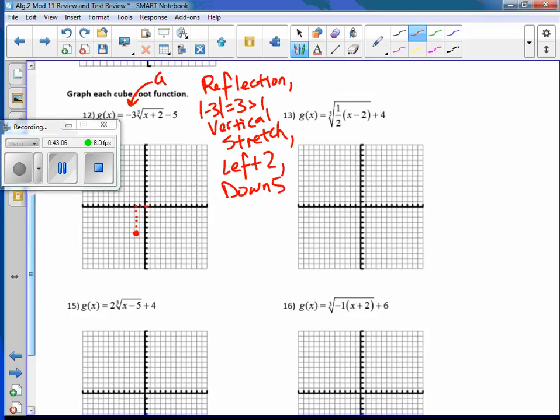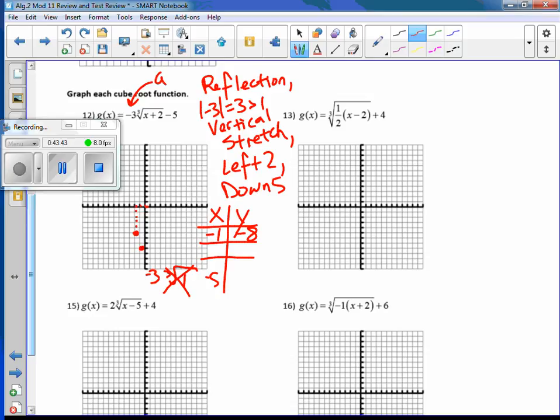So there it is. And let's see. Now this time, actually, we can make a quick little XY table and find some other points. So I went left 2. Let's do negative 1. If I plug a negative 1 in there, I would get the negative 3 cube root of negative 1 plus 2 is 1, minus 5, and the cube root of 1 is 1. So negative 3 minus 5 would give us a negative 8. So that would be 1, 2, 3, 4, 5, 6, 7, 8.